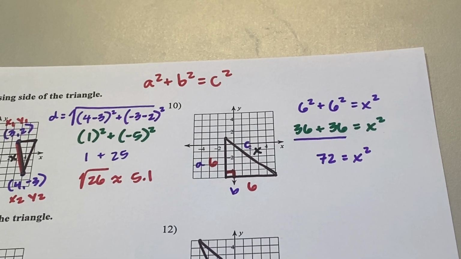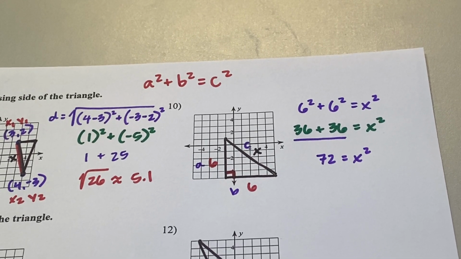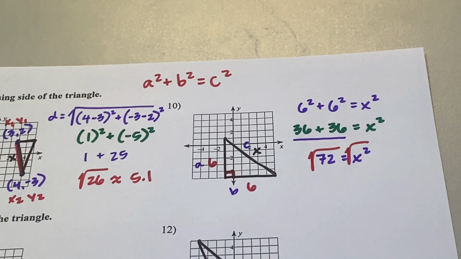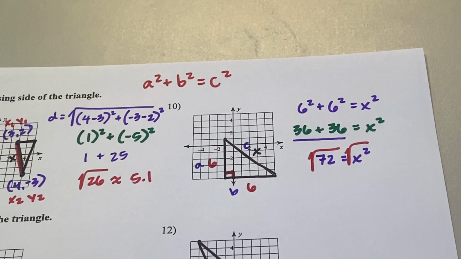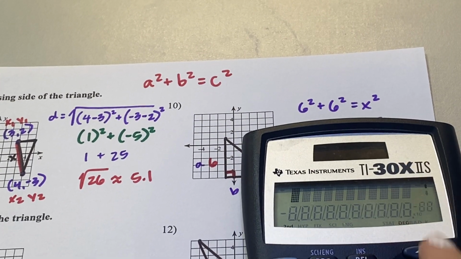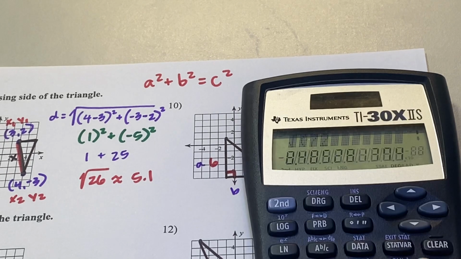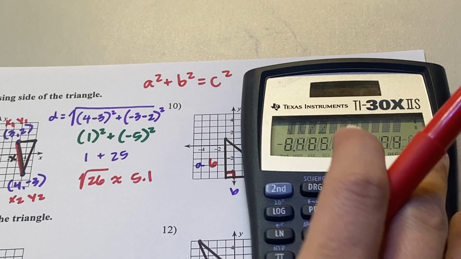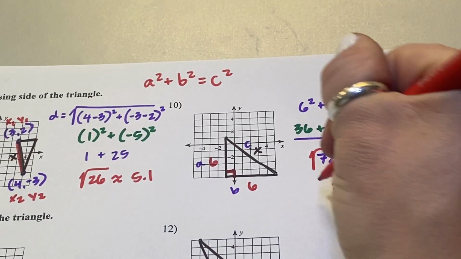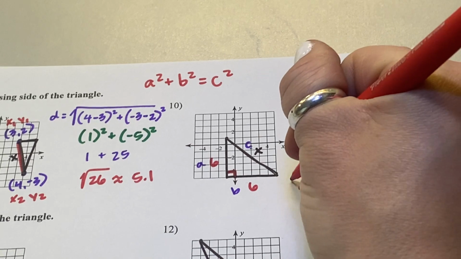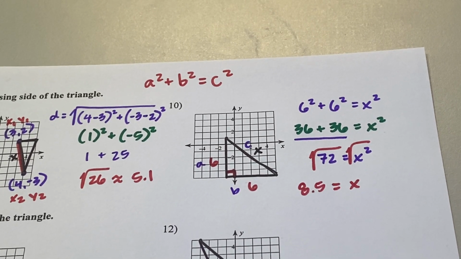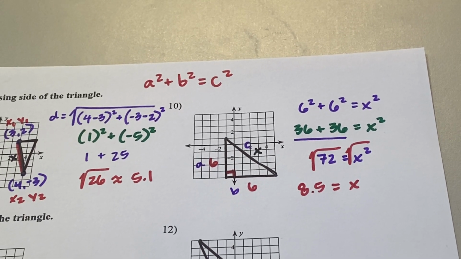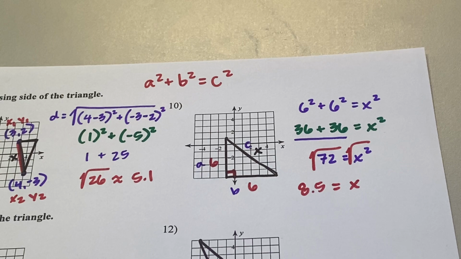Okay. What is my last step? How do I find the missing side of this right triangle? Square root it. Opposite of square, square root. Okay, we can put that in our calculator. We got square root of 72. Beautiful. If I want it rounded to 1 decimal place, the 8 behind the 4 is going to bump it up. So the missing side of this right triangle is 8.5. Beautiful.